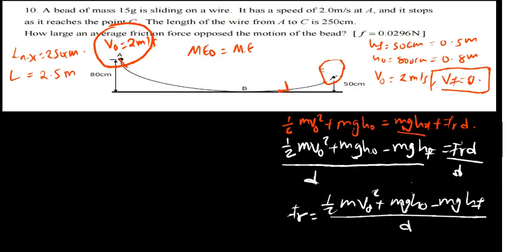So we're going to have our Fr. Let's plug in the values. Half the mass. Do you have the mass? So the mass is 15 grams, which is the same as what? 0.015 kgs times 0.015.